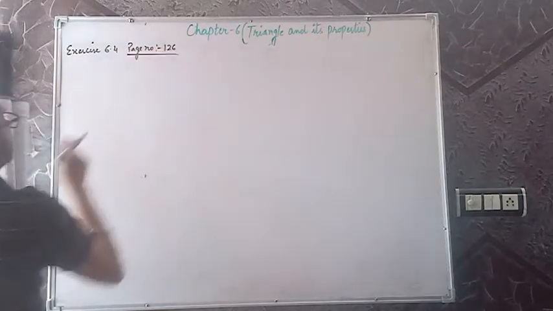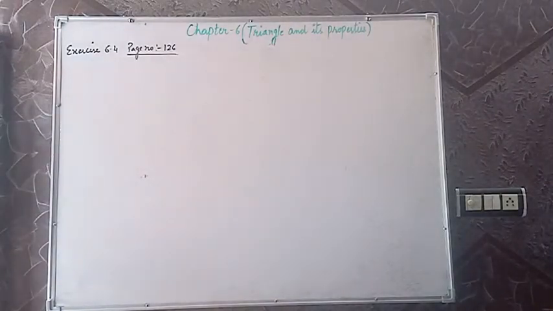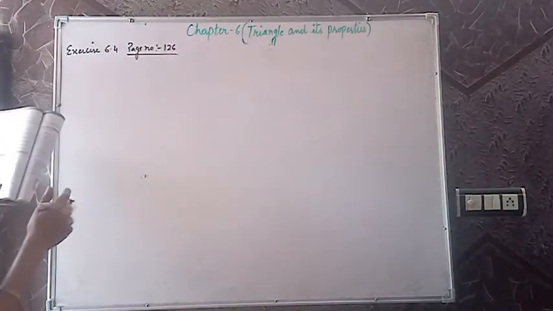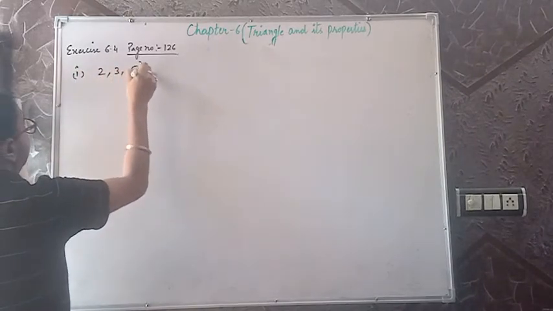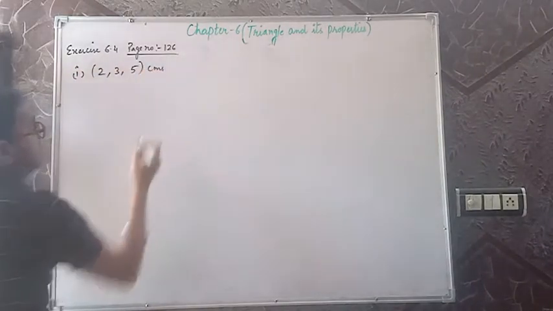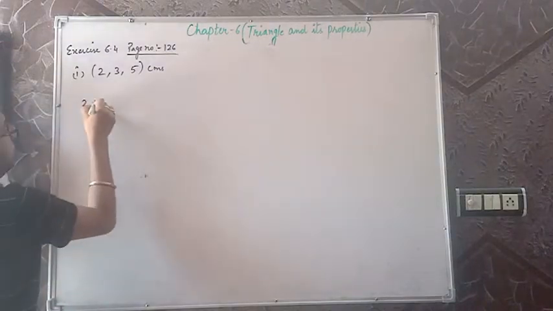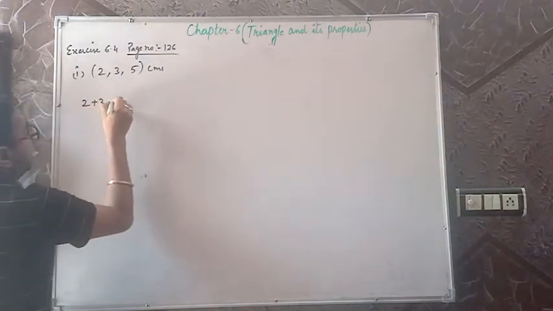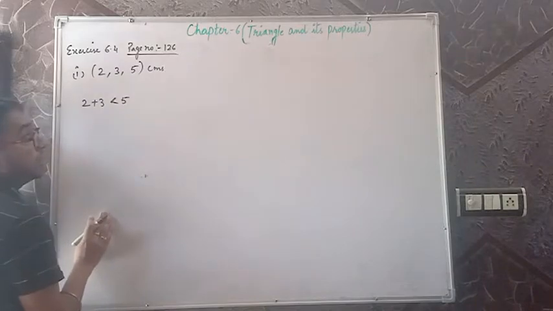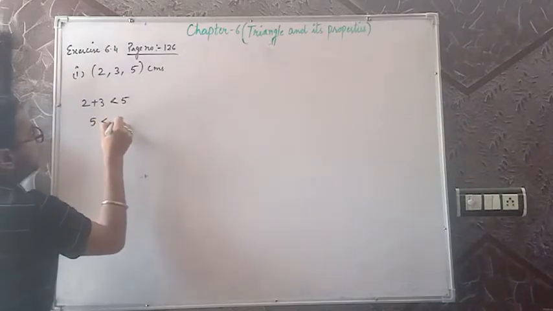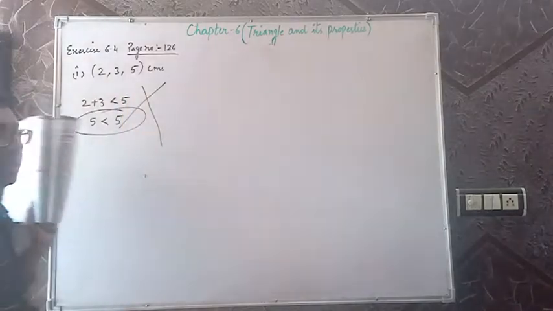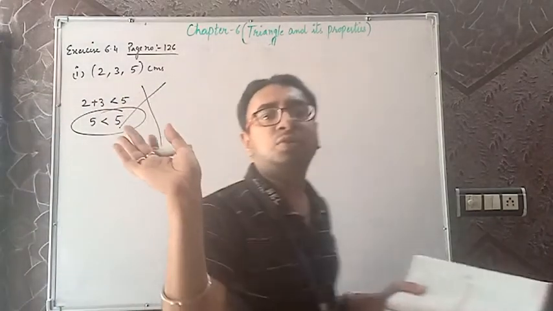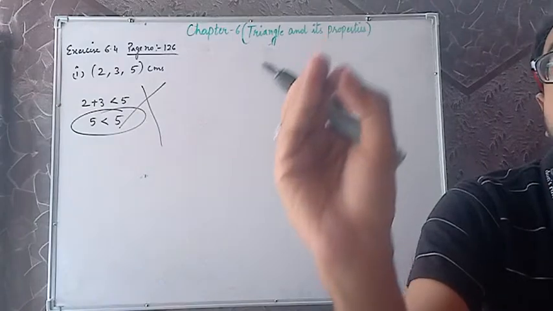Is it possible to have a triangle with the following sides? Let's take 2, 3 and 5, all in centimeters. So let's do it. Let's sum up. 2 plus 3 is less than 5. But what is happening? 5 is less than 5. Do you think it is correct? No. Triangle is not formed. Even if they are equal, that is also not the condition.